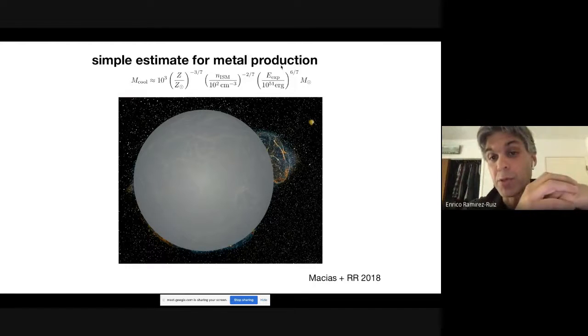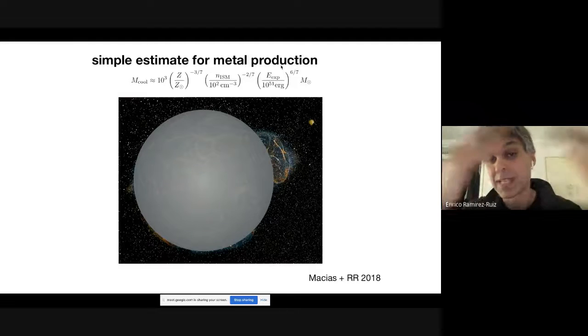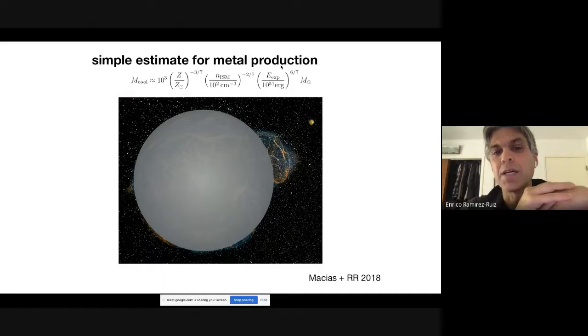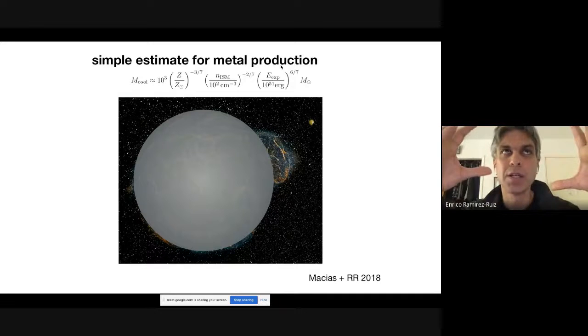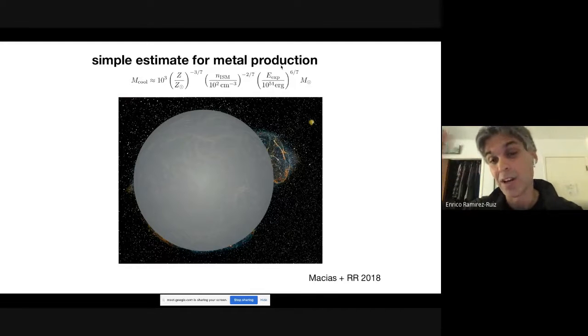It depends on the explosion energy, because it tells you how much energy you ultimately have to cool, and the same with the number of particles. If you're denser, then you are much more effective at cooling. So if you think about it, you say, well, if I take a neutron star merger, what is the fastest that I can turn that gas into stars? And the argument is the cooling mass.